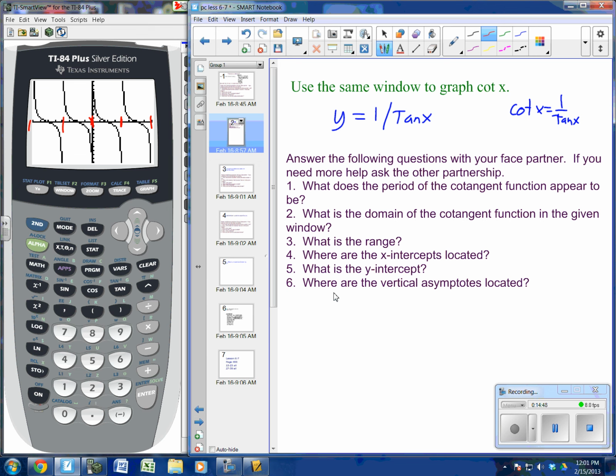Question number 3. What is the range? All real numbers. It goes up forever and down forever, right? All reals. I haven't been writing these answers. Okay. Question number 4. Where are the x-intercepts located?